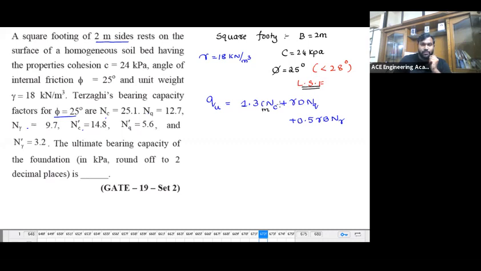Should I use NC, NQ, and gamma, or NC dash, NQ dash, and gamma dash? That's it. Sir, how do I know it is local shear failure? Because the phi value is less than 28 degrees. So what is CM? CM is 2/3 of C, 2/3 of 24. So what is the CM value? It is 8 times 2, 16 kilopascals.